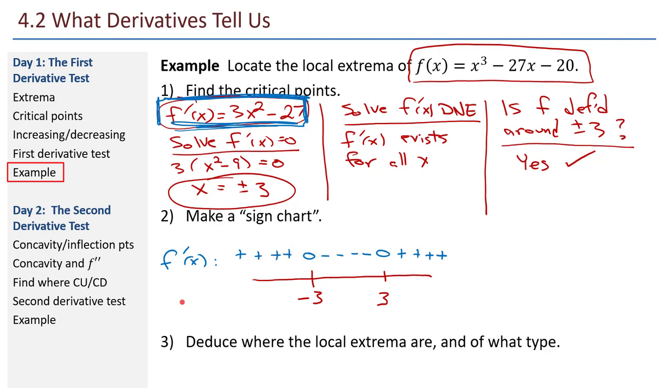And at this point, I know something about my original function f. I know it has to be increasing, then decreasing, then increasing. And now, using my first derivative test, it looks like at x equals -3, there's a max, and at x equals +3, there is a min.